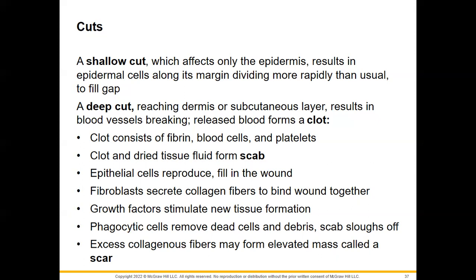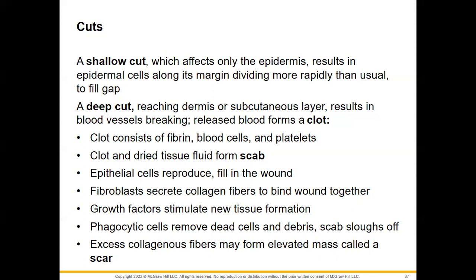So remember, you see, it does not say that there is any bleeding. So yeah, a shallow cut affects only the epidermis. Those cells at the margins of the cut will divide more rapidly to help fill in those spaces. If you have a deeper cut, a cut that goes into the dermis or the subcutaneous or hypodermic layer, those will result in bleeding from broken blood vessels. Remember, with a shallow cut, we didn't have bleeding because it only affected the epidermis, and the epidermis is avascular.